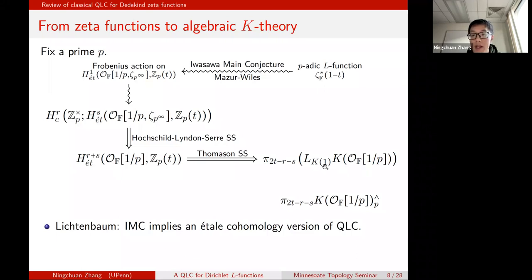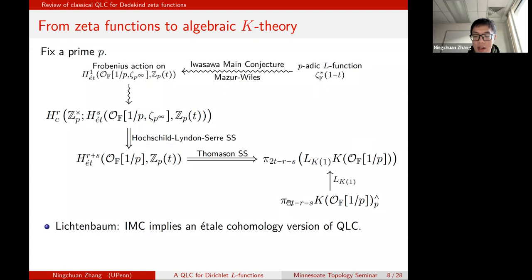So here the p is the same as this p. It is the same prime. So of course you have the étale K group, which is pretty close to the actual algebraic K group. So of course there's a localization map. So you may ask, how are those two things related to each other?